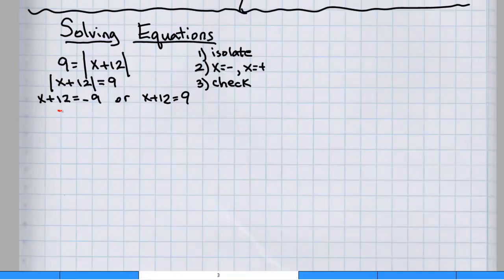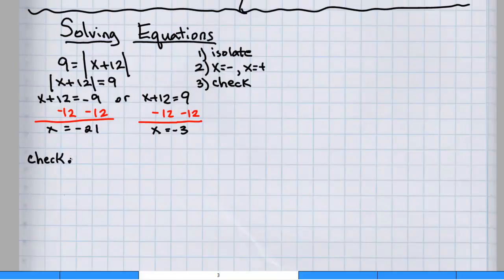First, we want to subtract 12 from both sides, and x is equal to negative 21. Now we look at the other side. Subtract 12 from both sides, and x is equal to negative 3. Now we're on step 3. We must check our answers because we might have 1, 2, or no solutions.